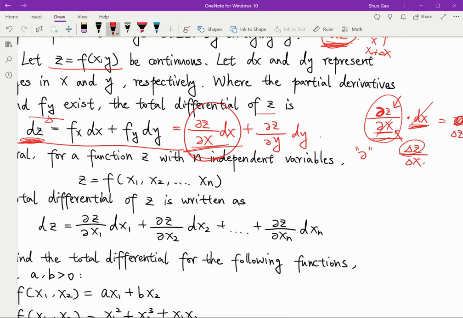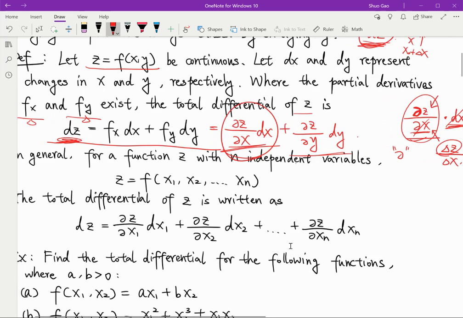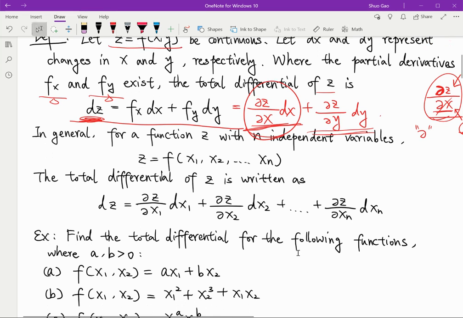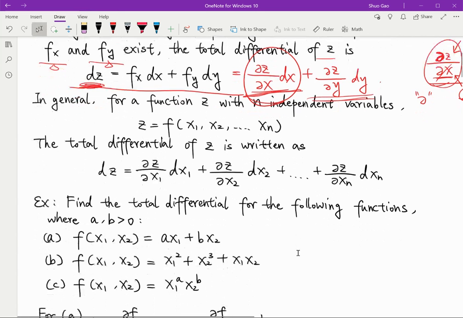So the first part here equals the change of z given the change of x. And the second part here, partial z over partial y, times dy, means the change of z because of the change of y, right? So we add them together. So the total change of z equals the change of z because of the change of x plus the change of z because of the change of y. So we add the two parts together to get a total differential or total change of z. Right, so this is the equation of how to calculate the total differential.